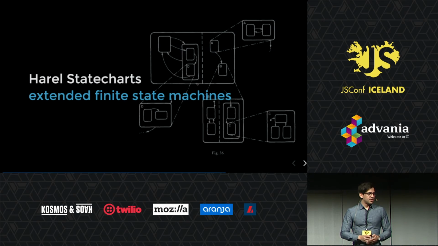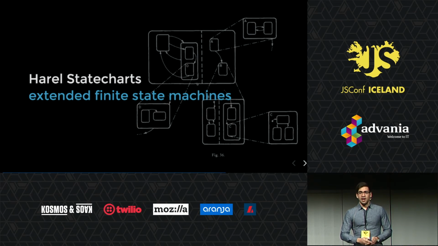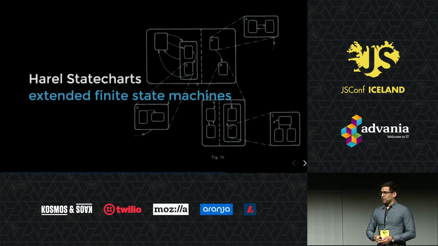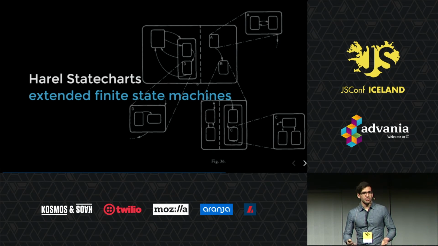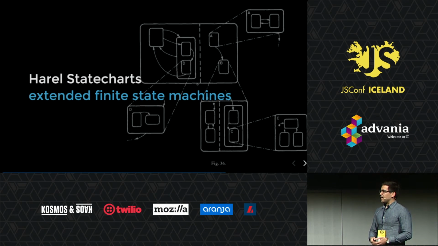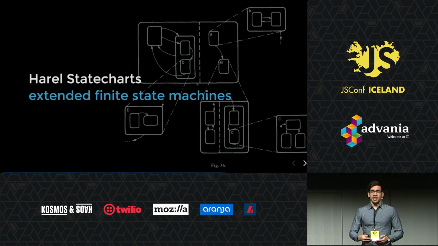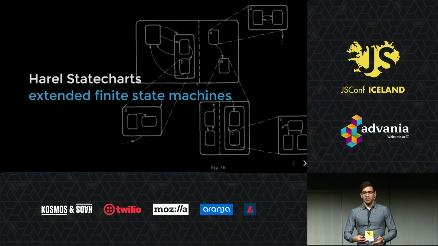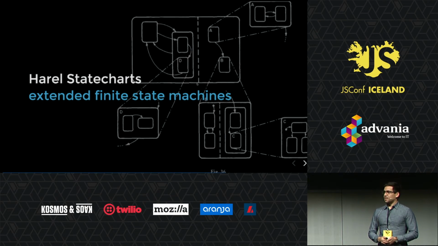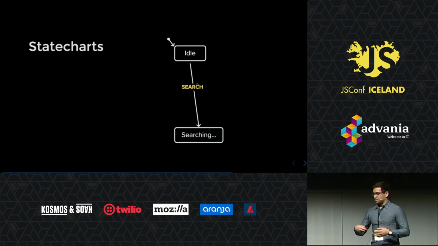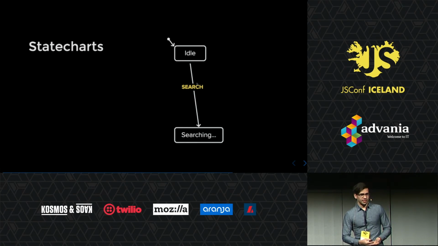Now, I want to talk about Harel statecharts. And honestly, this could go on for hours and hours just because there's so much information here. So I'm just going to give you an overview of what these are and how these extend state machines in order to improve the way we look at user interfaces. Because user interfaces can get complex, and finite state machines might not solve everything.